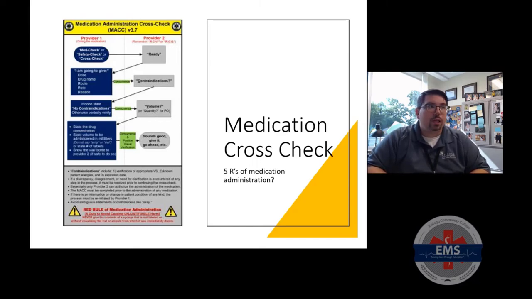The first provider will initiate the cross-check procedure by saying med check. Provider 2 will identify that they are ready to perform the med check by saying ready. From there, the provider will say, I'm going to give X medication. This is the dose, the drug name, the route, the rate, and the reason why, right? From there, I'm going to confer with my partner and say, do you feel there are any contraindications? Provider 2 will identify if there are any contraindications, or they'll identify to the negative. If there are no contraindications, then I would state no contraindications.